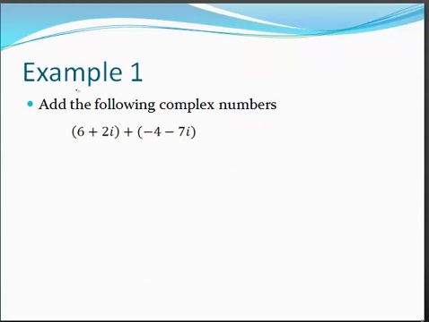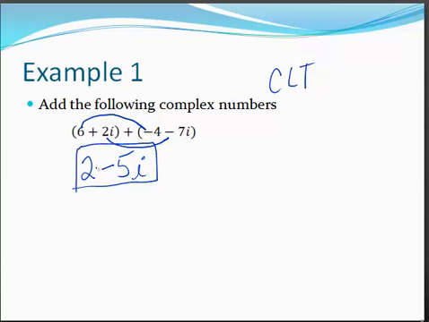So if I'm adding complex numbers, I'm combining like terms. Okay, so 6 and negative 4 are like terms. So I'm going to do 6 plus a negative 4, and I'm going to get a 2. Then 2i plus a negative 7i would be negative 5i, and we would be done. That would be your solution. Pretty simple, right? Not too complex, even if it is a complex number.